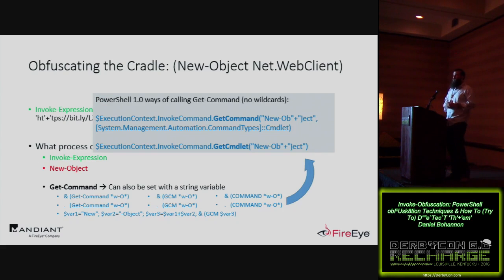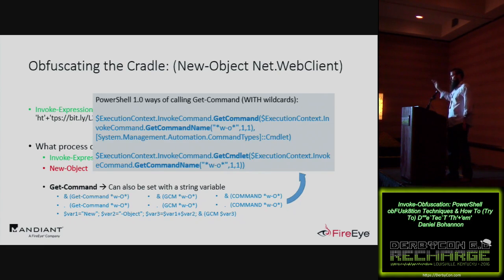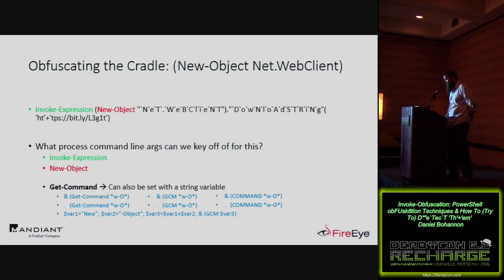In addition, PowerShell 1.0 syntax. PowerShell 1.0 has some gems. You just have to go and dig through posh code to find it. ExecutionContext.InvokeCommand.GetCommand, GetCmdlet will let you do the same thing. If you want to use wildcards, you can do GetCommands, GetCmdlets, or you can do a combination of GetCommandName, or GetCmdlets, or GetCmdlet, GetCommandName. So just add those to the list.